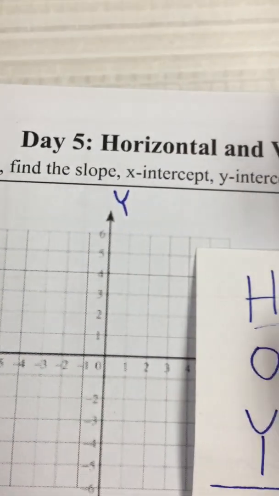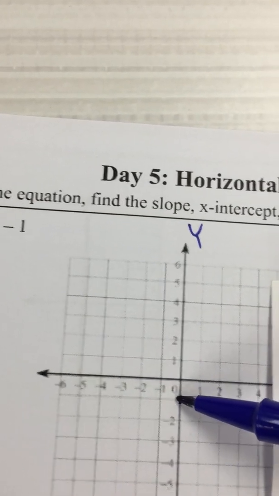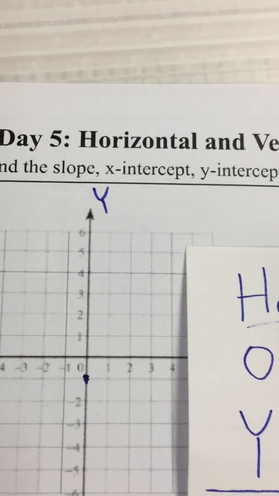What we want to do is graph this. So we know it's going to be a horizontal line. I've always got that pictured. So go find y equals -1 on your graph. Remember y is -1. So on the y-axis, go find the -1 and put a dot there. My line is going through that point right there.